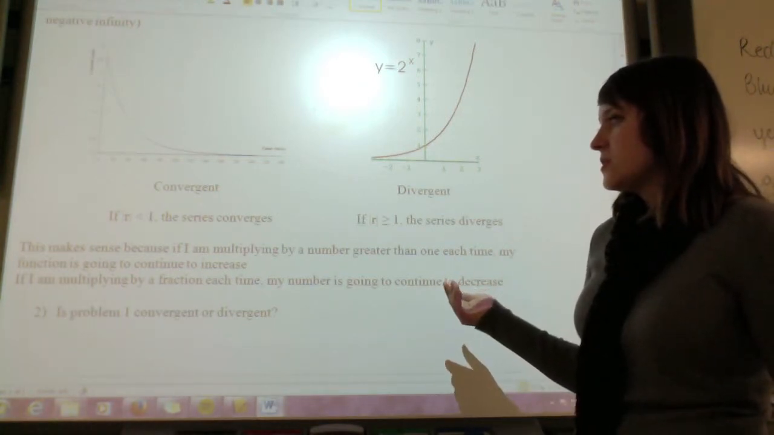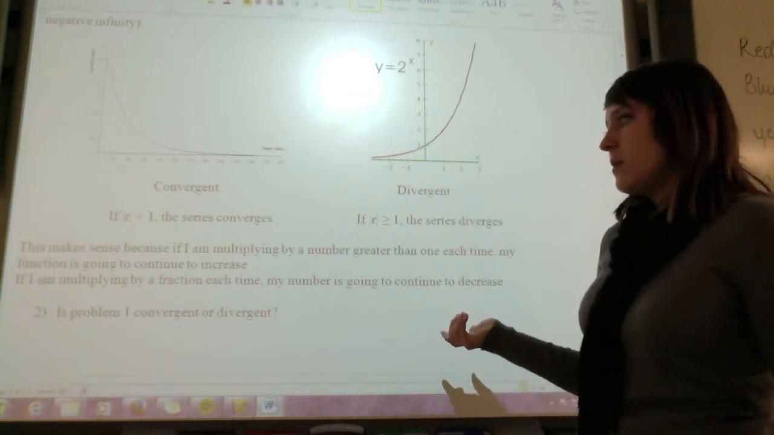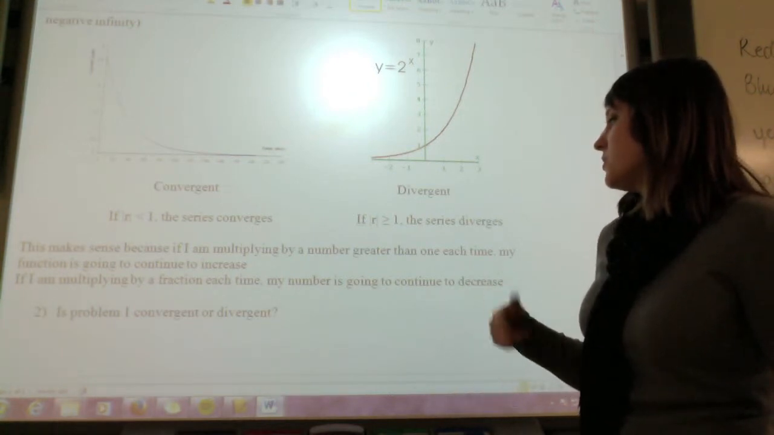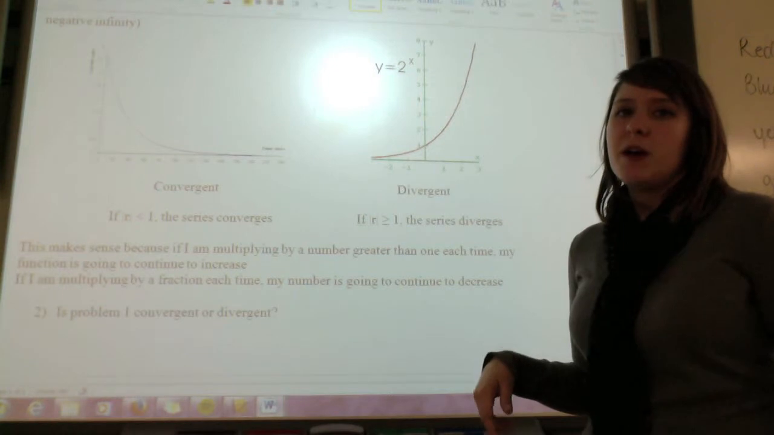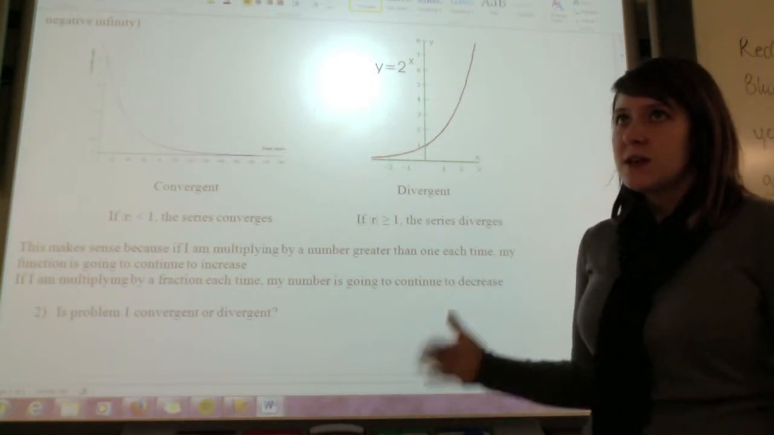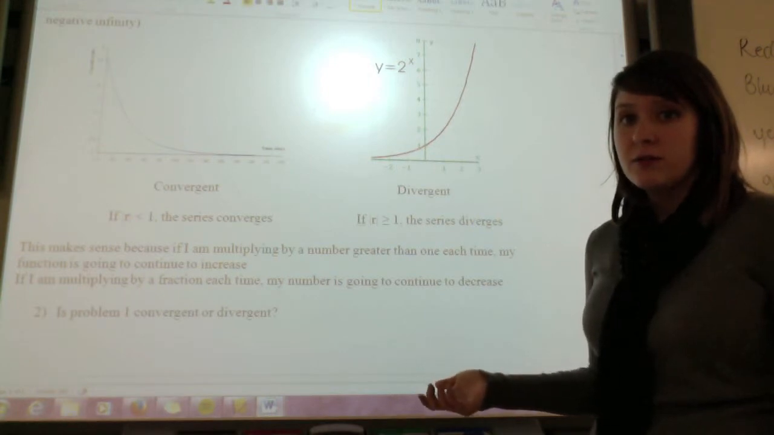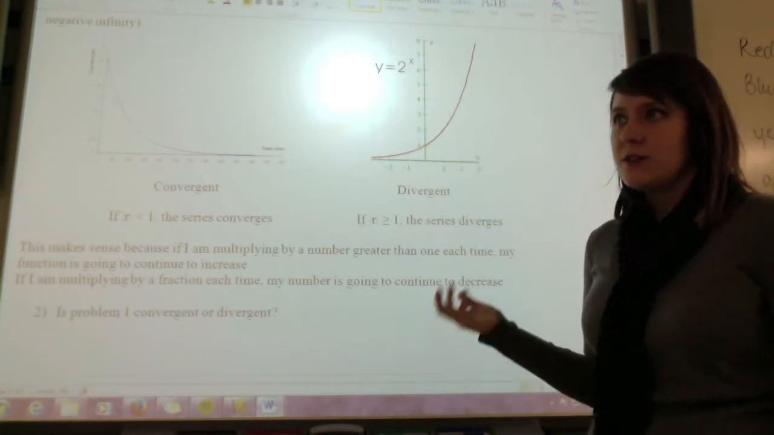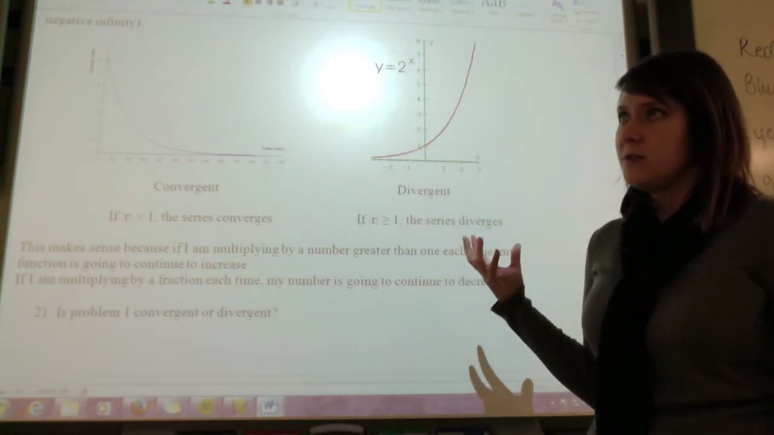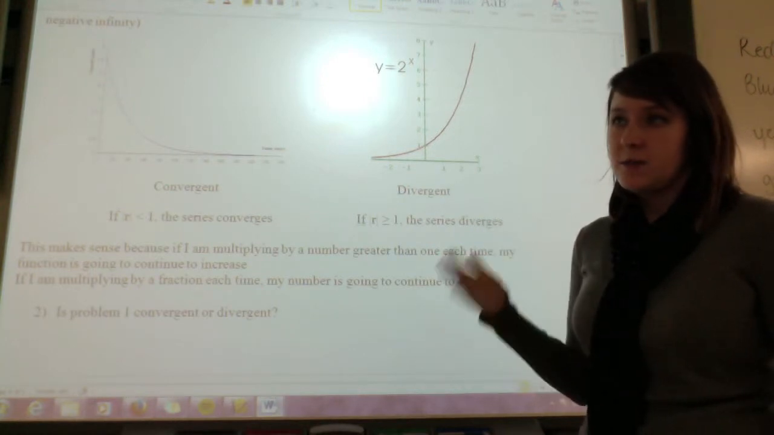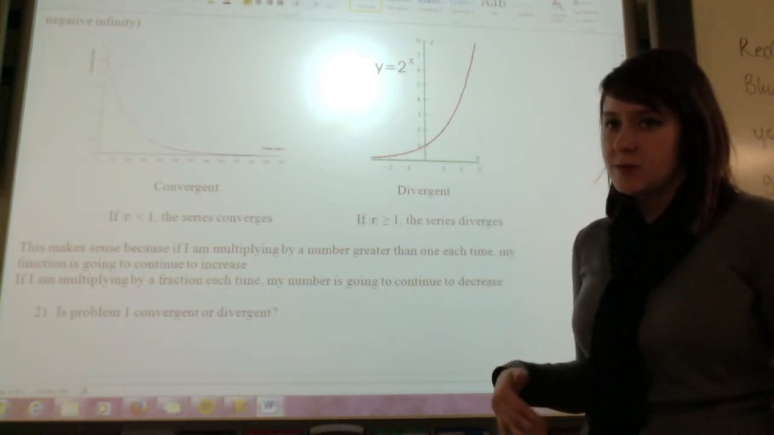So this makes sense because if I'm multiplying by a number greater than 1 each time, my function is going to continue to increase. If I'm multiplying by a fraction each time, my number is going to continue to decrease. But I'm never going to get to 0, and I'm never going to get to a negative number. I'm never going to get past 0 because I'm just going to split that number into smaller and smaller increments.